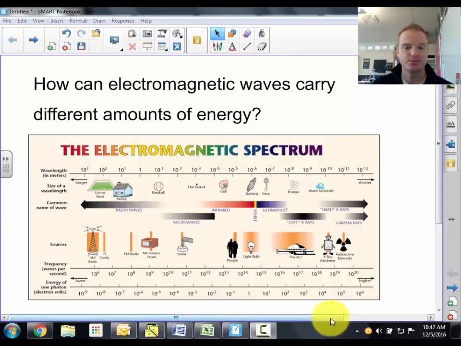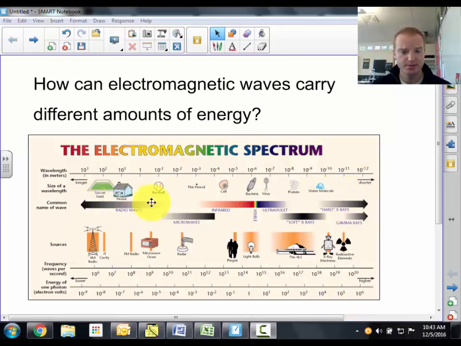We're talking about the electromagnetic spectrum, electromagnetic waves. So today, guys, just a couple of things here. A big question of the notes here today, you don't have to write this down: How can electromagnetic waves carry different amounts of energy? And so we're talking about the electromagnetic spectrum is what we're going to focus on today.